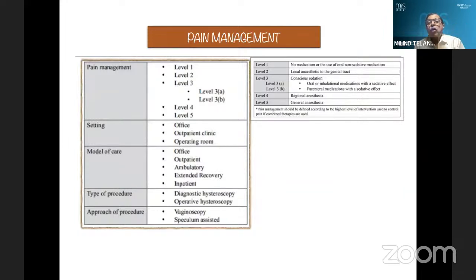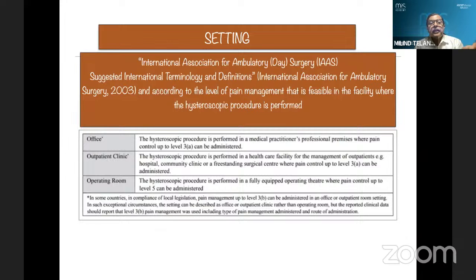So when I say office, it is level 1, no medication, no non-sedative medication given. When I say office, outpatient, or operative, office means when you're doing it in your small clinic, wherein you're consulting, and there is a room created for doing office hysteroscopy.